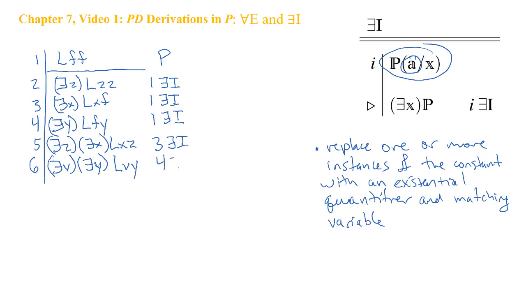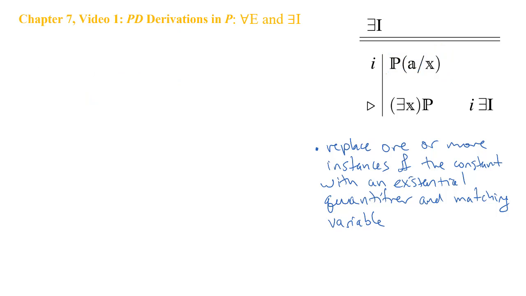And so that is for existential introduction. So it's a pretty simple rule. You can go from a particular instance to existentially generalized forms of that instance. The only minor complication, of course, is that you can choose whether or not to replace all of the constants if there are multiple instances of the same constant.